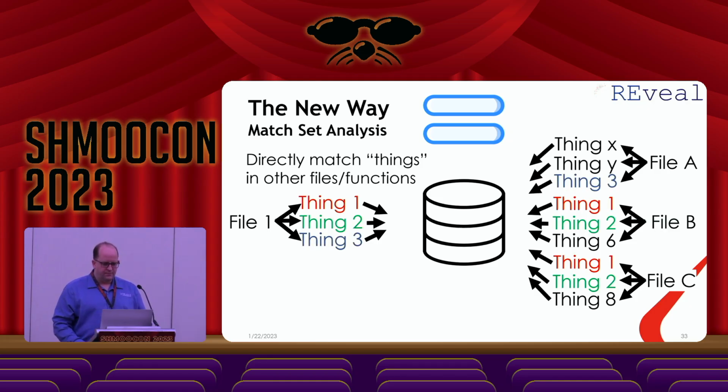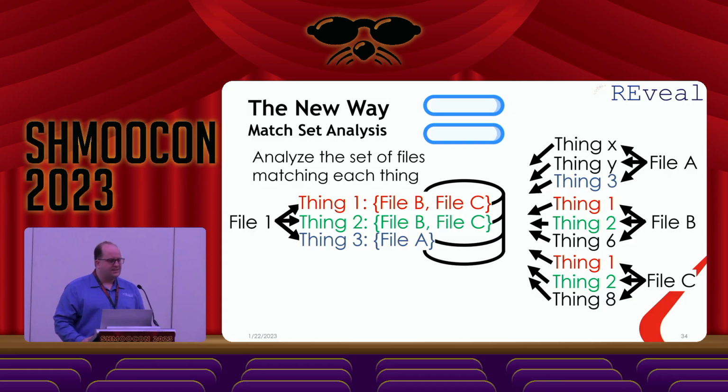So highlighting the same colors. And then we'll do this thing to look at the set of files that match each individual thing. Thing 1 here is matching files B and C. Thing 2 is also matching files B and C, and thing 3 is matching file A. And we can come up with a much more useful conclusion here.